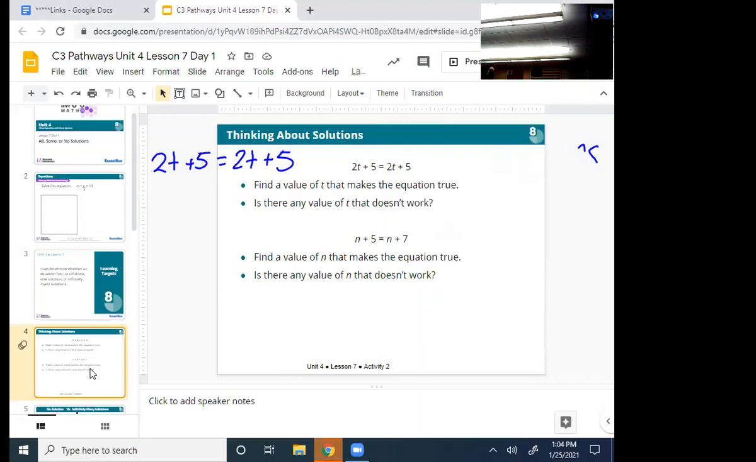Anything at all? Kaylee B. Is there a variable on each side? So we have a variable on each side, 2 t's, very good. What else do we notice? There's a plus 5 on both sides. There's a plus 5 on both sides. So what can we say about both of the sides of the equation? They are the same. They're the same, right?